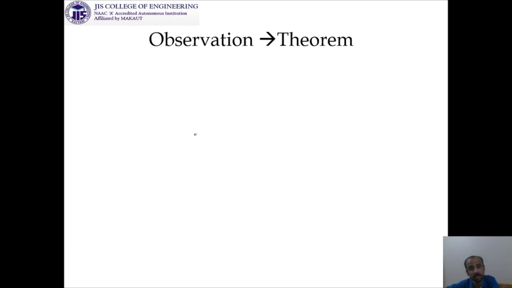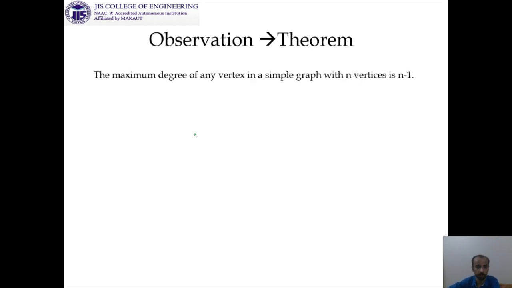You have to relish it, then you will be taking it as a theorem. The maximum degree of any vertex in a simple graph with n vertices is n minus 1. So what are the important points over here? The important points are, first of all, we have to think about the maximum degree of a vertex in a simple graph with n vertices. So suppose we are taking a simple graph with 2 vertices.